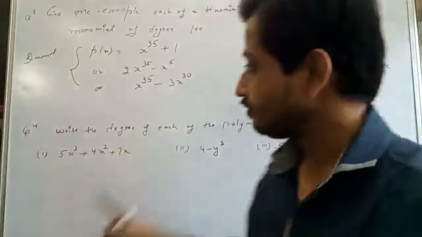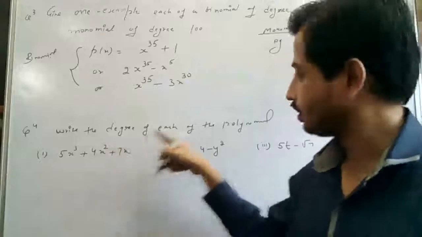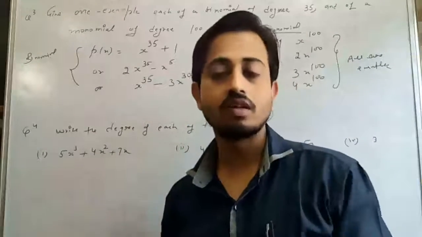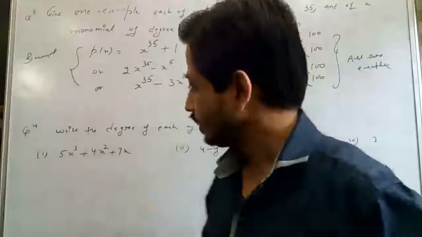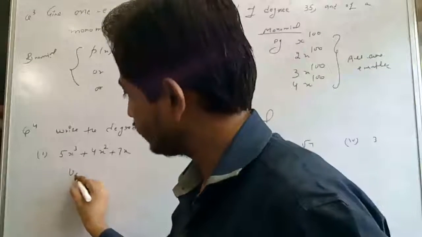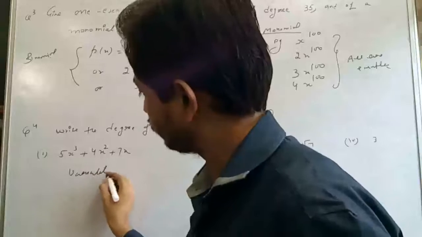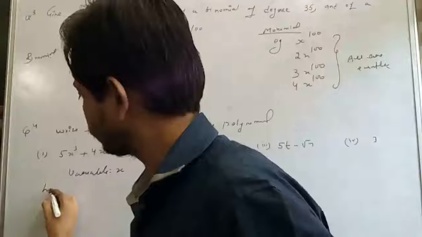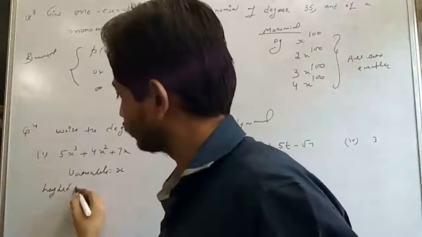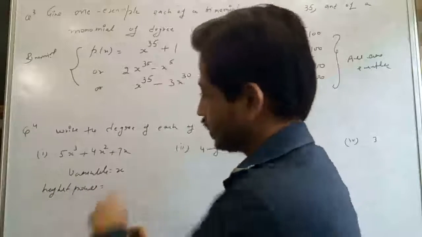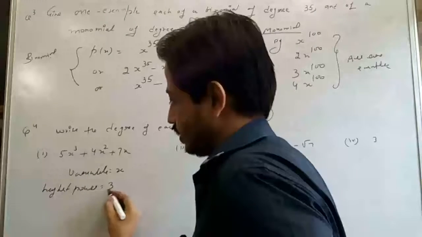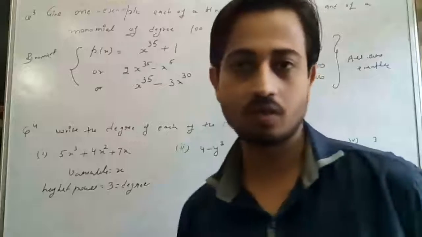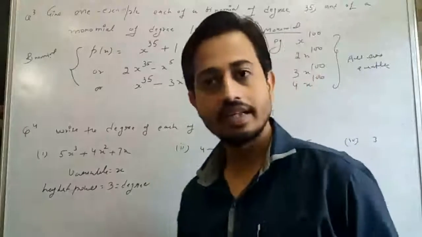What we have to do? We have to find out the degree of each of the polynomials, and we already discussed that the highest power of the variable is called the degree. In this, the variable is x and the highest power is 3, and 3 is your degree, because the highest power of the variable is called the degree of the polynomial.